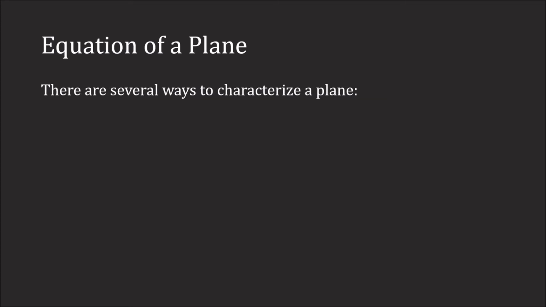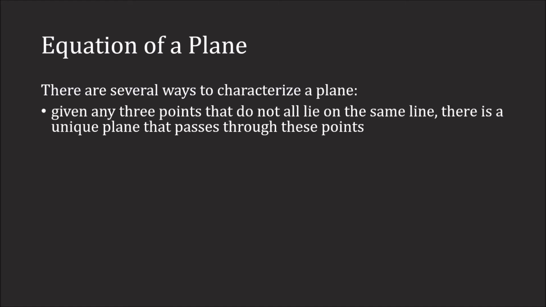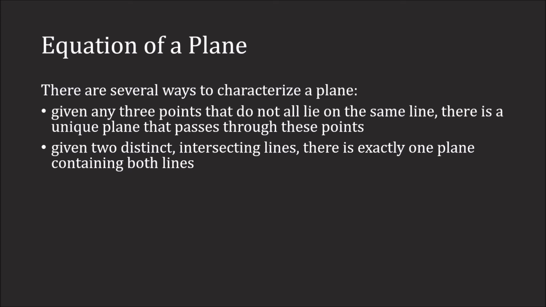Let's now turn our study to planes. So there are several ways to characterize a plane. First, given any 3 points that do not all lie on the same line, there is a unique plane that passes through these points. Given 2 distinct intersecting lines, there is exactly one plane containing both lines.